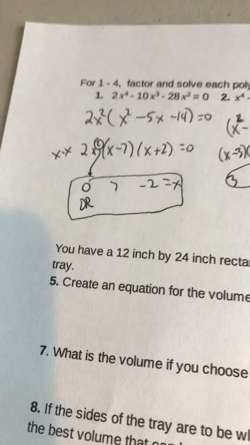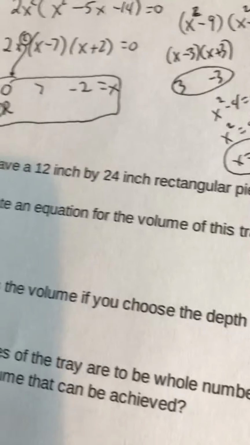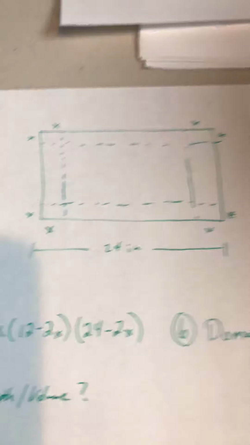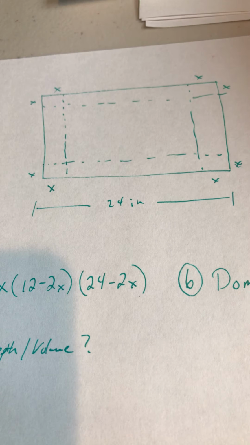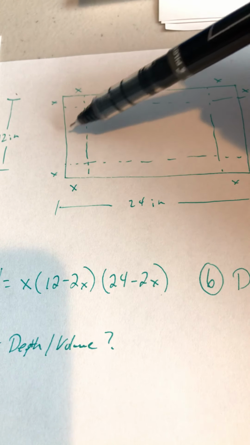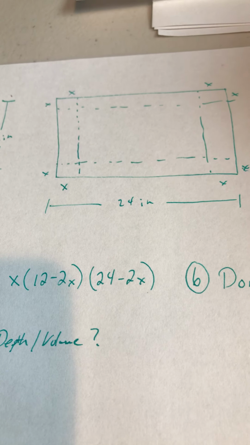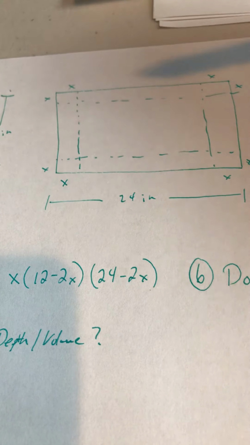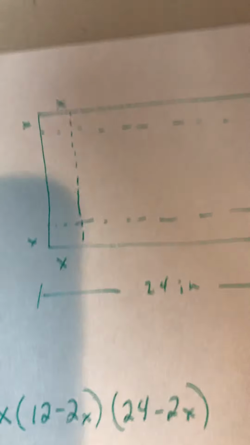Number 5, you're dealing with a 12-inch by 24-inch rectangular piece, and we need to create an equation for the volume. So this is what the picture would look like for number 5, 6, 7, and 8. So we're looking at this scenario where we have this 12-inch by 24-inch piece. We're folding these pieces up on both sides the same distance to make a 3-dimensional tray. So to make the volume equation, we already know what one of them is. We already know the depth is x. The other key piece is the base.